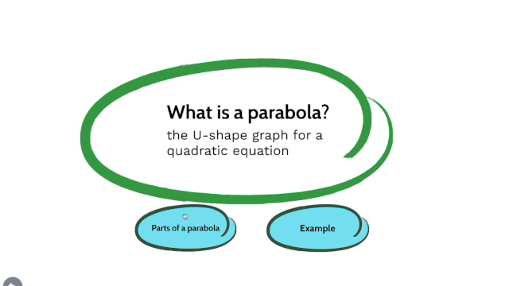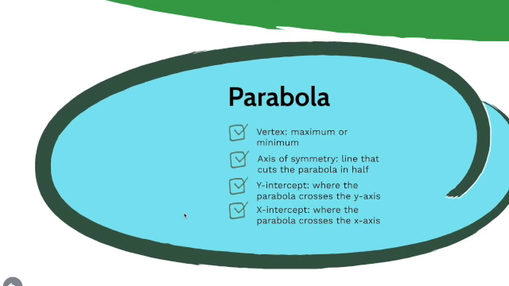Let's take a look at the parts of a parabola. The vertex, which is the max or min. The axis of symmetry, which is the line that cuts the parabola in half. A y-intercept, where the parabola crosses the y-axis. And x-intercepts, where the parabola crosses the x-axis.